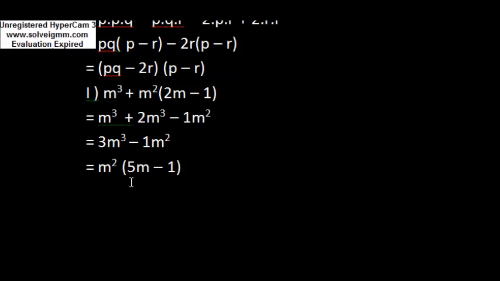In the next step, M square is common here because M square is in the second term, M square is also in the first term. So M square is common, so inside the bracket you will write, here we have the mistake, M square is common, so only 3M is left. And here M square is common, it is outside the bracket, so inside the bracket only 1 is left. And that's it.